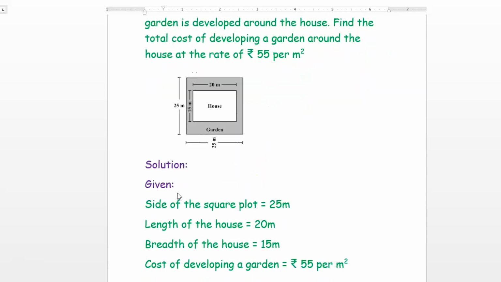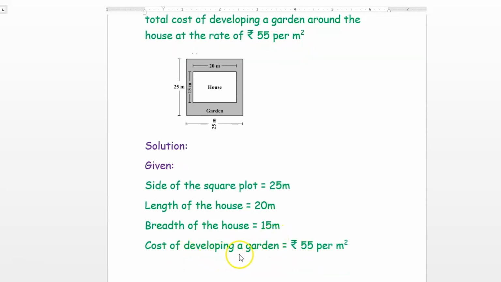First let's write what is given separately. The side of the square plot is given as 25 meter. Since it's a square, all the sides will be equal, so that is 25 meter. Then the length of the house is 20 meter and the breadth of the house is 15 meter. And then they have given the cost of developing a garden as rupees 55 per meter square.